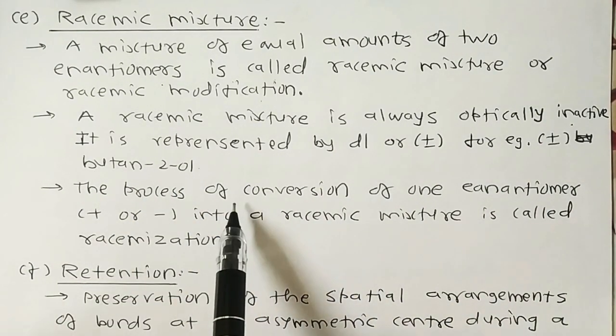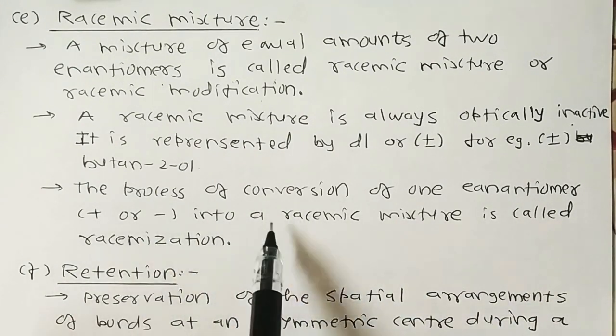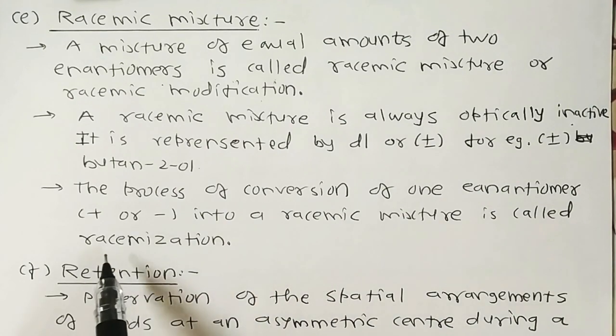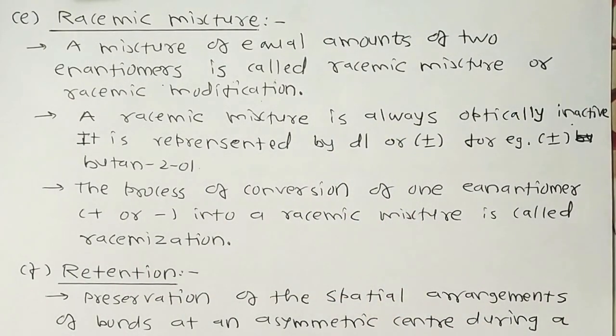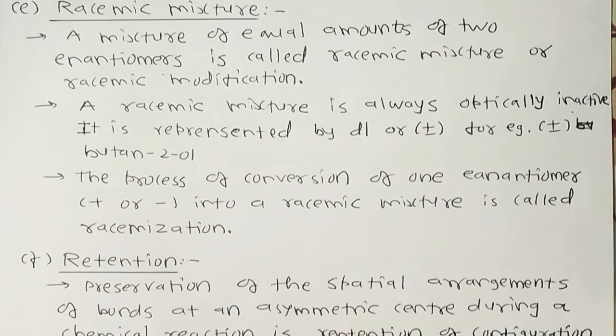Another point is that the process of conversion of one enantiomer into a racemic mixture is called racemization. If I have only dextro and I convert some dextro into levo, so that we get the same amount of dextro and levo, it's called racemization.